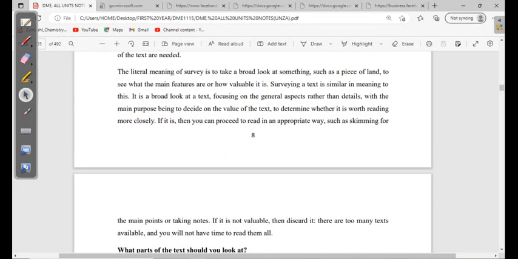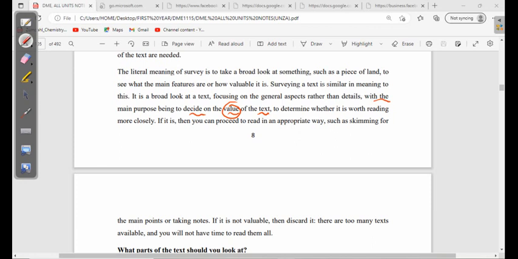So we are saying, with the main purpose, why do we survey? The main purpose of surveying a text is to decide on the value of the text. Just like a land, you want to buy this land. Why do you look at it before you buy? You want to find out its value. Is it valuable? Does it contain the right things that I need to have on my land? So that is basically the main purpose of doing a survey reading.